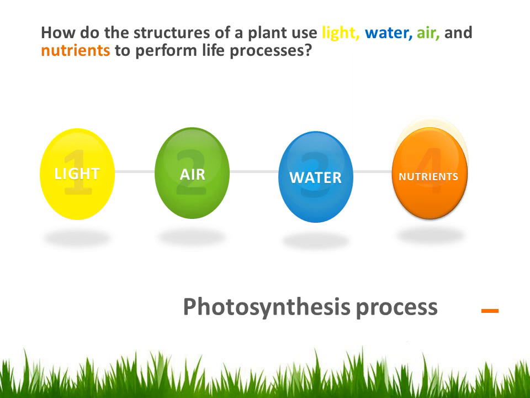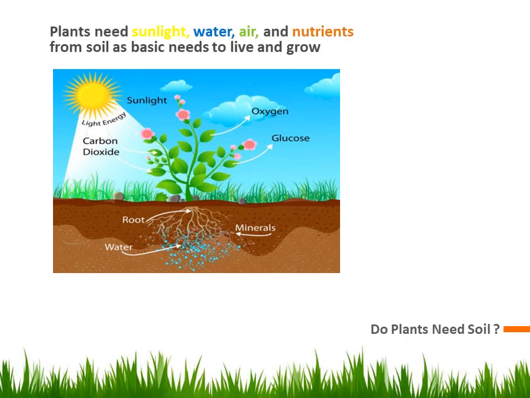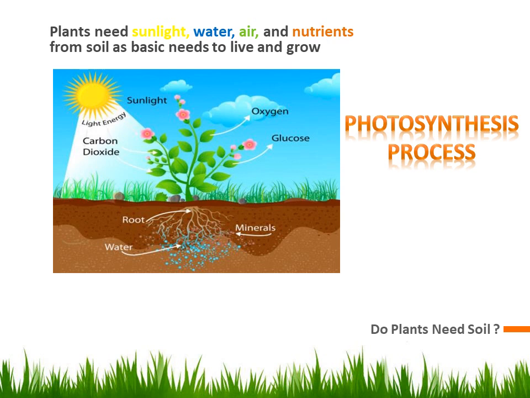How do the structures of a plant use light, water, air, and nutrients to perform life processes? Plants need sunlight, water, air, and nutrients from soil as basic needs to live and grow, which we call the photosynthesis process. In this process, the plant takes carbon dioxide from the air, sunlight from the sun, and water and nutrients from the soil, and produces oxygen gas and glucose sugar.